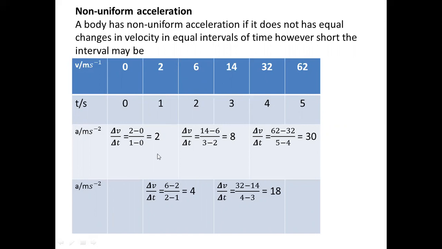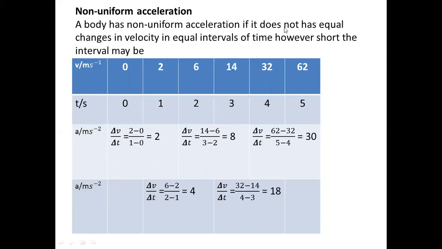If we calculate the acceleration, we will not get the same answer throughout. For example, if we calculate the acceleration for the time interval from 1 to 2, the formula of acceleration is change in velocity over change in time. So change in velocity for the time interval 1 to 2 is 6 minus 2 over 2 minus 1, answer becomes 4. For the time interval from 2 to 3, it is 14 minus 6 over 3 minus 2, answer is 8. So we are not getting the same acceleration throughout. So over here acceleration is non-uniform.